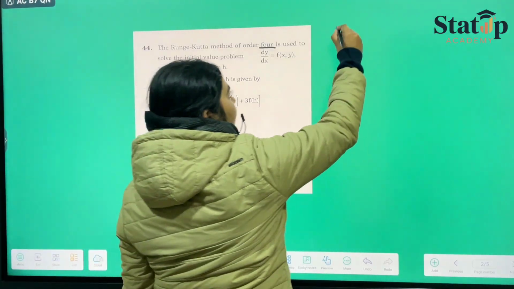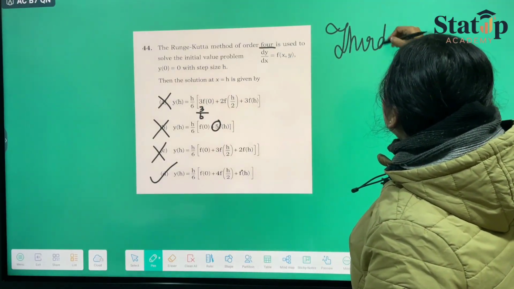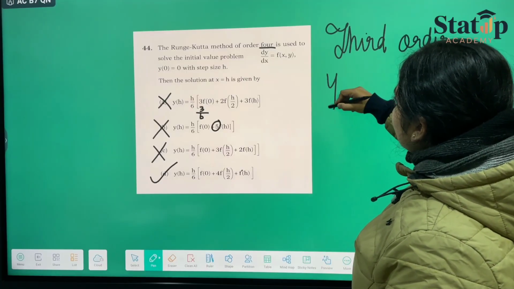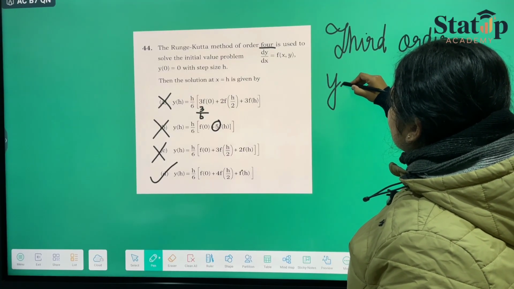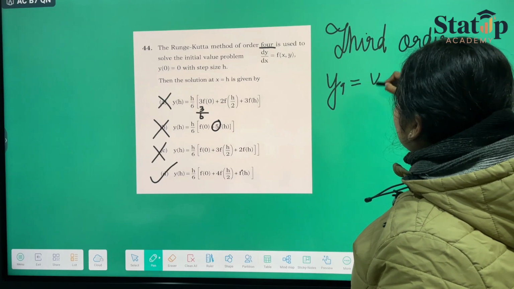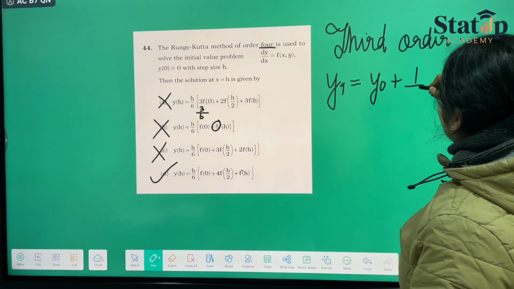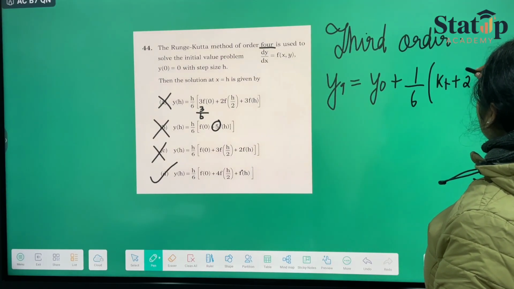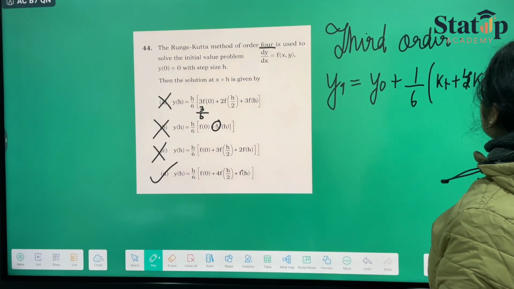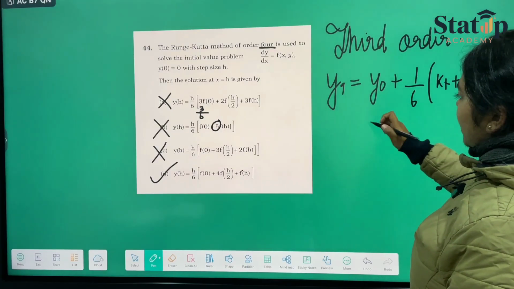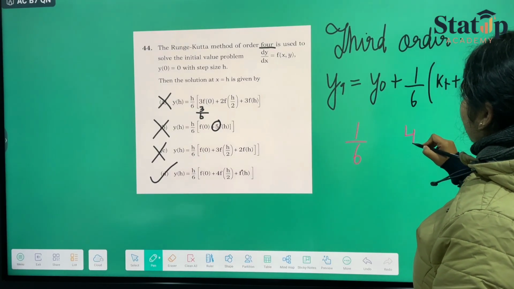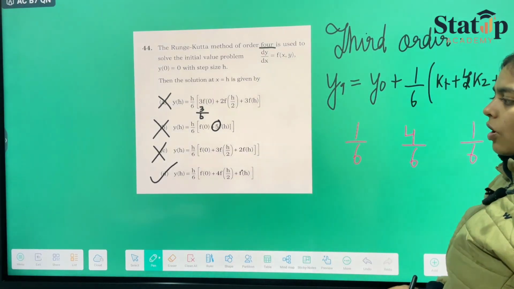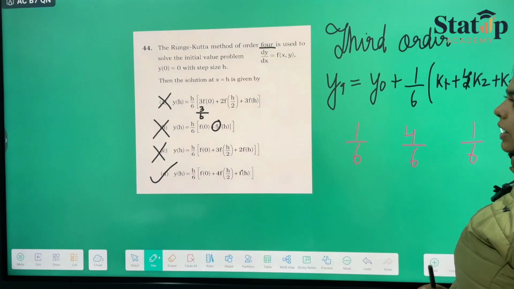Again, the third order formula for Runge-Kutta would be y1 equals y0 plus 1 upon 6 (k1 plus 4k2 plus k3), and the coefficients are 1 upon 6, 4 upon 6 and 1 upon 6. Similar are the coefficients in option number D. So our option number D is the correct answer.